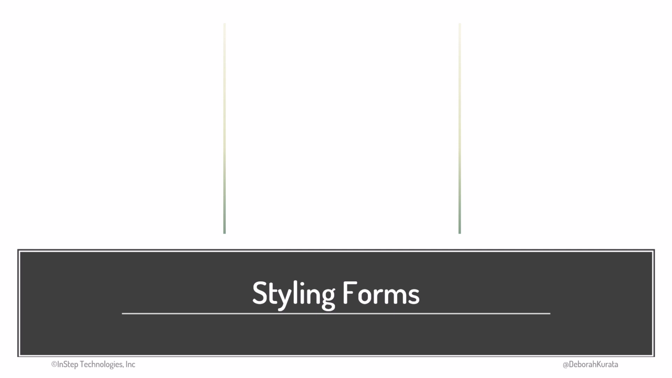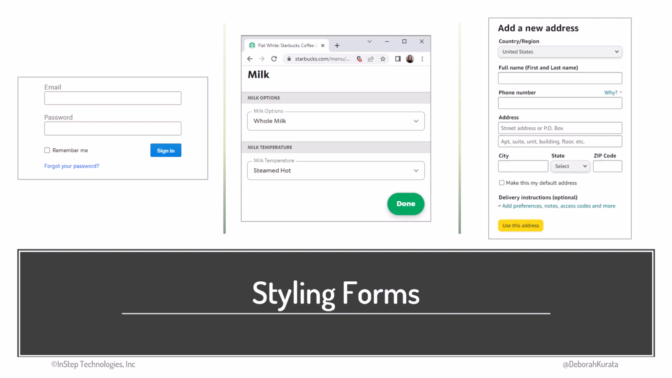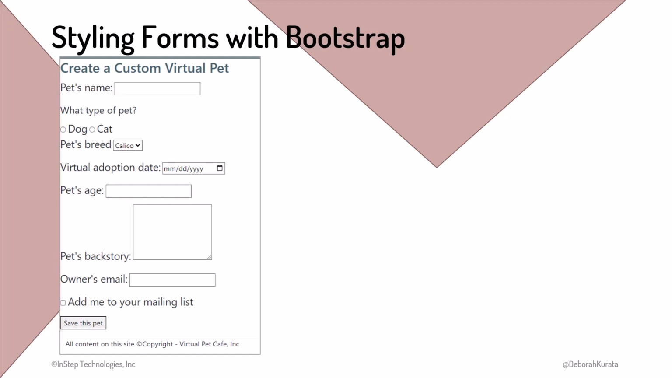Many websites have some type of form for logging in, order options, or shipping information. A good design can make it easier for a user to enter data into a form. Without styling, our form looks like this. Our labels are in line with our form controls, and our form controls are stacked vertically.